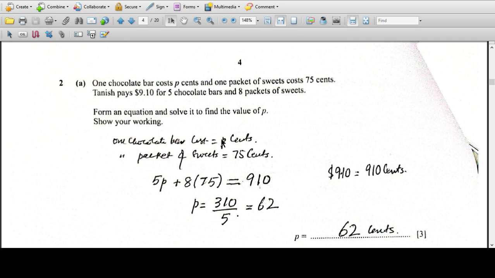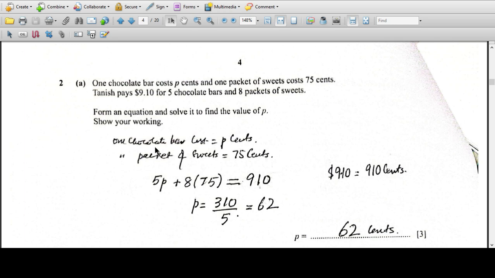Now question number 2. One chocolate bar costs P cents, which is here, and one packet of sweets costs 75 cents. So Danish pays $9.10 for 5 chocolate bars and 8 packets of sweets. Form an equation and solve it to find the value of P. Show your working.